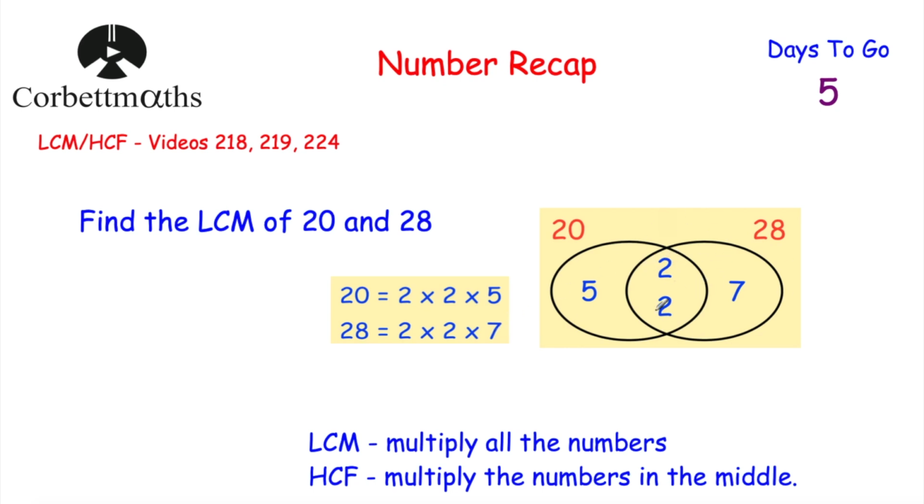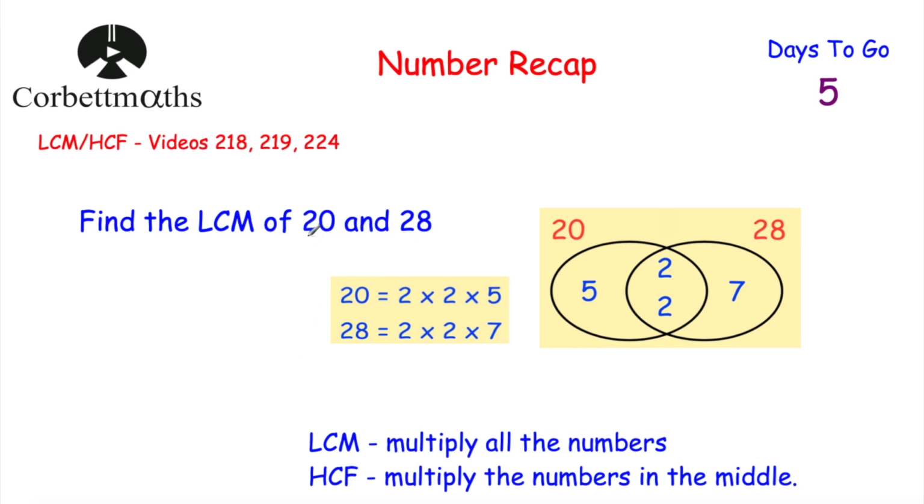So in the middle, you've got two 2's. They both have two 2's, so you can put two 2's in the middle. The 20 gets an extra 5, so you put the 5 over there. And the 28 has an extra 7, so put the 7 over there. So we'll put all the numbers in the diagram. And now if we wanted to find the highest common factor, you would do 2 times 2, and that's equal to 4. So the highest common factor of these two numbers is 4.